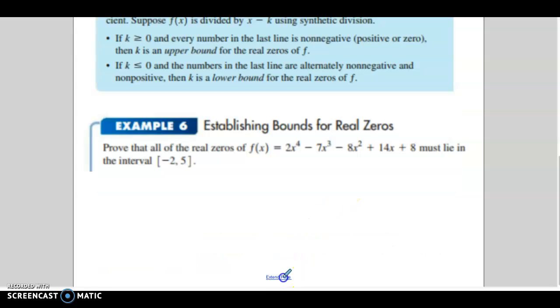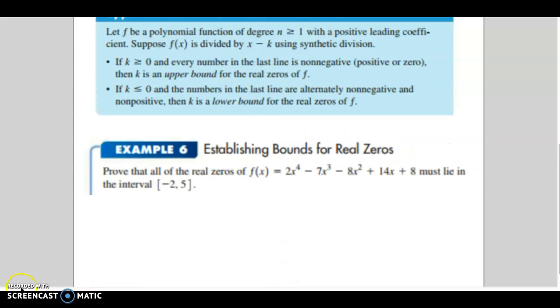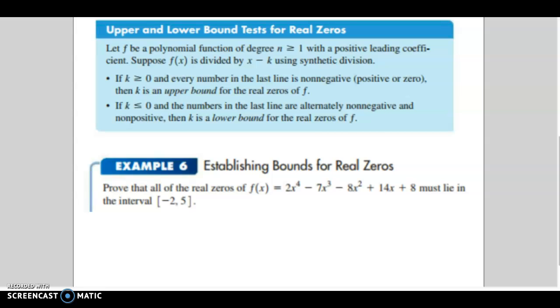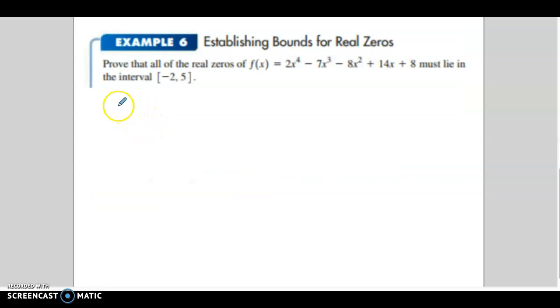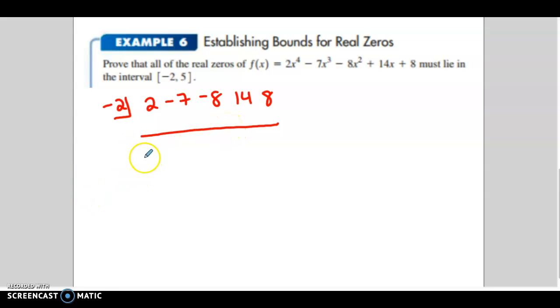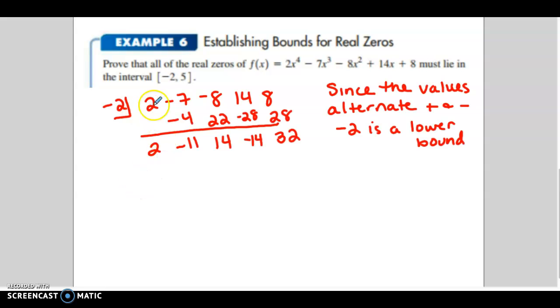So let's take a look at a problem that we use this for. So we're going to prove that negative 2 is a lower bound. So we're going to use synthetic division here. And we're going to make sure that these numbers are alternating positive and negative, which would say that it's a lower bound. So if we look at our synthetic division here, we drop down the 2, multiply, add all the way across, we see that we get a positive, negative, positive, negative, positive. So since the values are alternating, positive and negative, we can say that negative 2 is a lower bound.